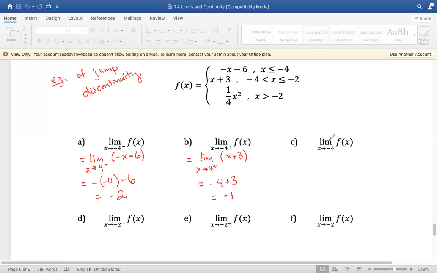So now for C, it's asking me, well, what's the overall limit? What's the limit as x is approaching negative 4?